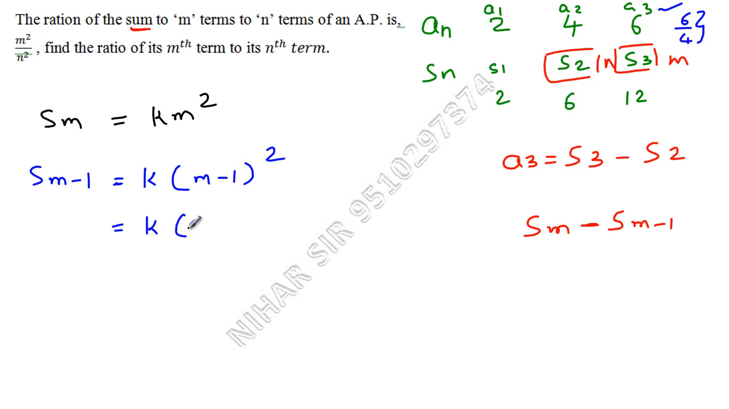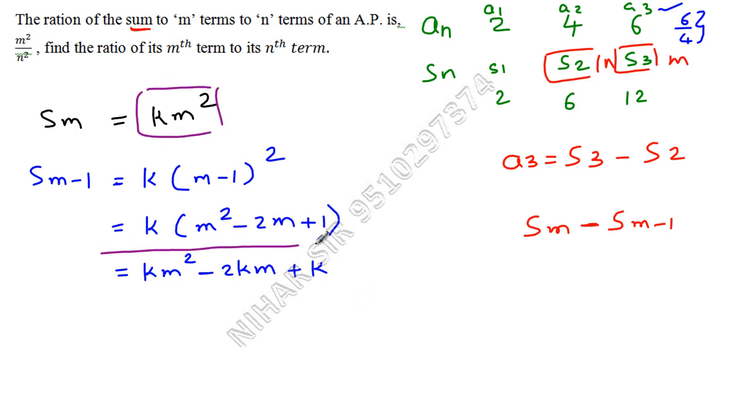So this will be K into bracket. I will expand this with the identity a square minus 2ab plus b square. So this will be m square minus 2m plus 1, isn't it? This is based on the identity a square minus 2ab plus b square. Now this K is with all the terms, so I can say this is Km square minus 2Km plus K, isn't it? Now I will do the subtraction of this one and this one, that will tell me the Am, and that's what I want, the mth term and nth term ratio.